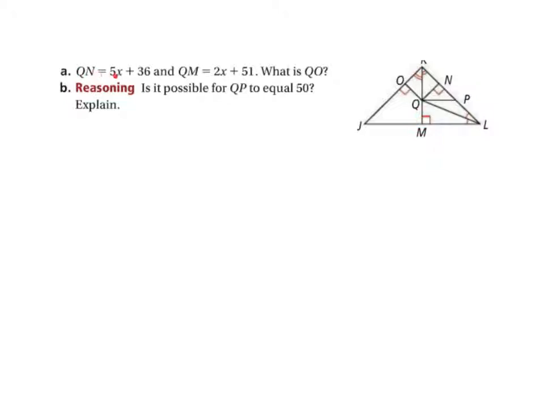And if you look at what they've given us, they gave us QN and they gave us QM. QN, QM, they should be equal. Let's set them equal and do some algebra. 5x plus 36 should end up equaling 2x plus 51. Subtract the 2x.